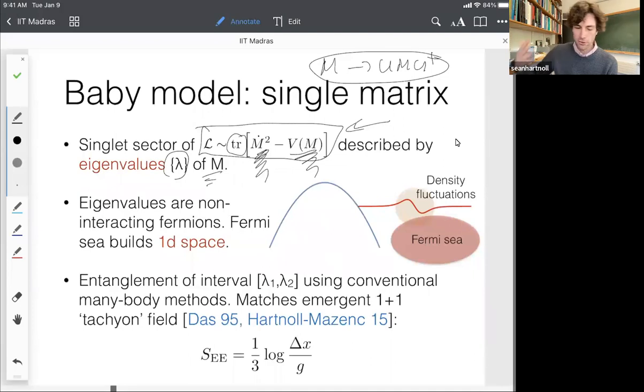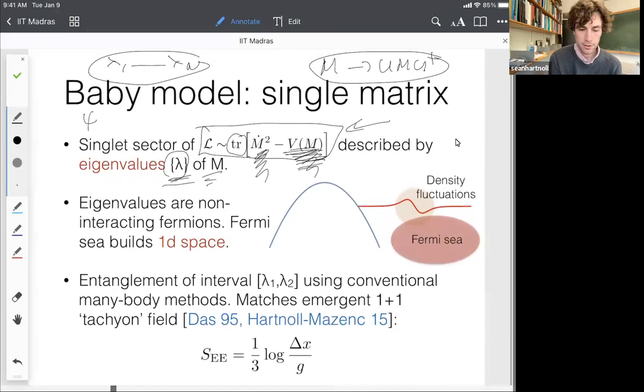You can absorb this measure into the wave function. And when the dust settles, you find that these eigenvalues, there are N eigenvalues, lambda 1 to lambda N, because they're N by N matrices, turn out to be non-interacting fermions living in this potential. That's not an obvious thing. This van der Monde measure has a minus sign, and that ends up making the fermions. The ground state is some wave function of these eigenvalues, and it turns out it has to be antisymmetric in the eigenvalues.